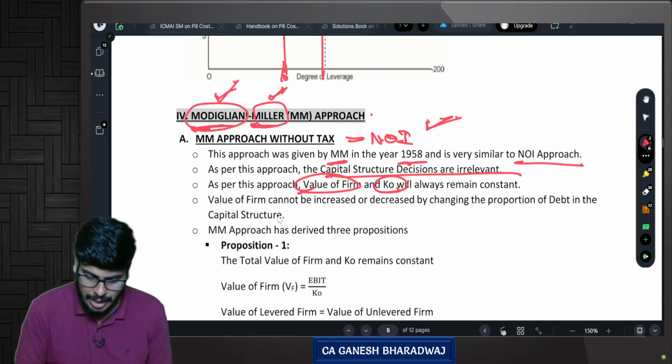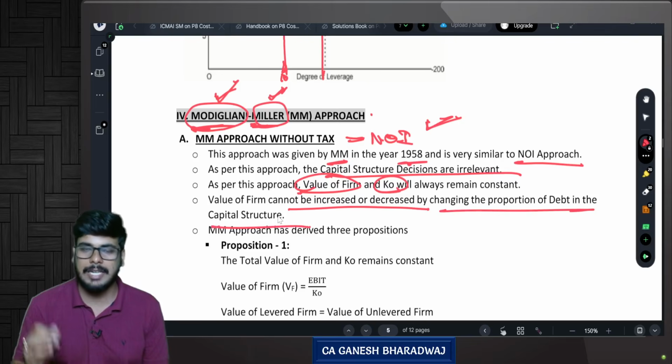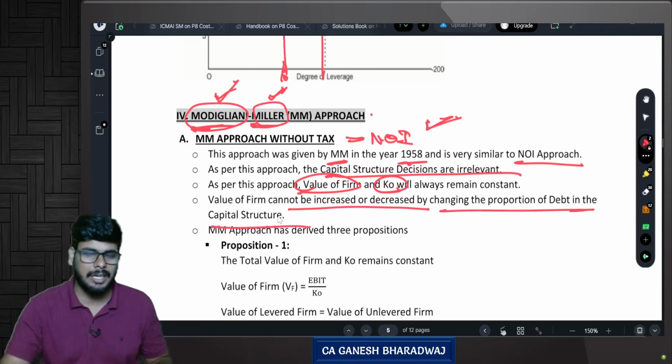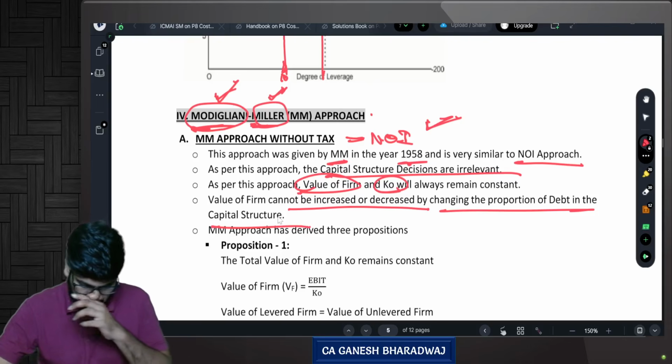Yes, the same thing only. The value of the firm cannot be increased or decreased by changing the proportion of debt in the capital structure. This is exactly the same as your net operating income approach. Are you clear with this?